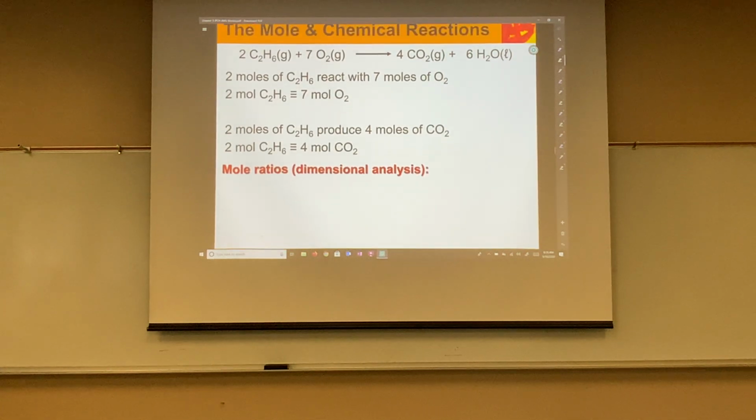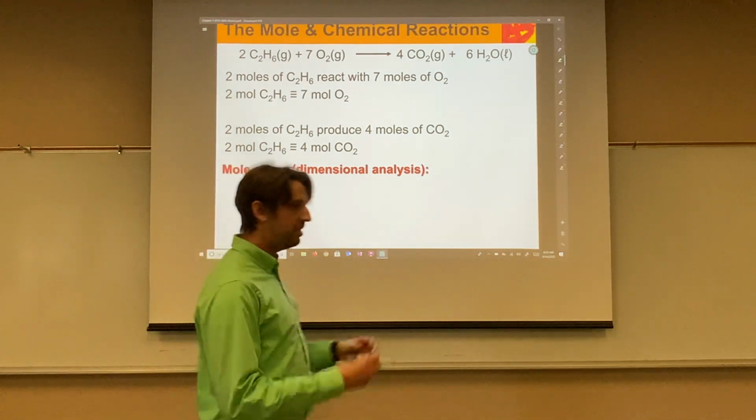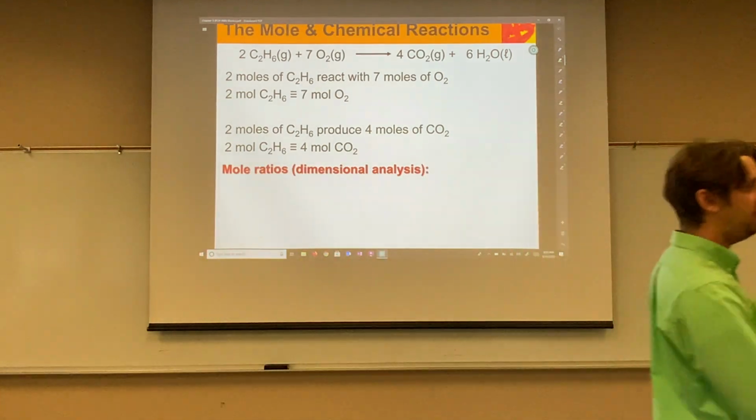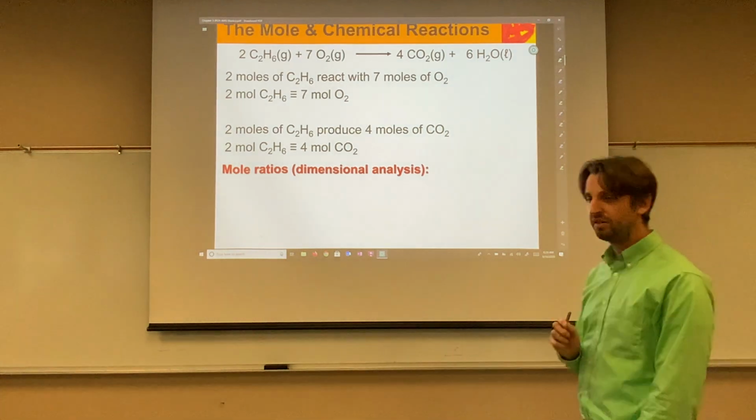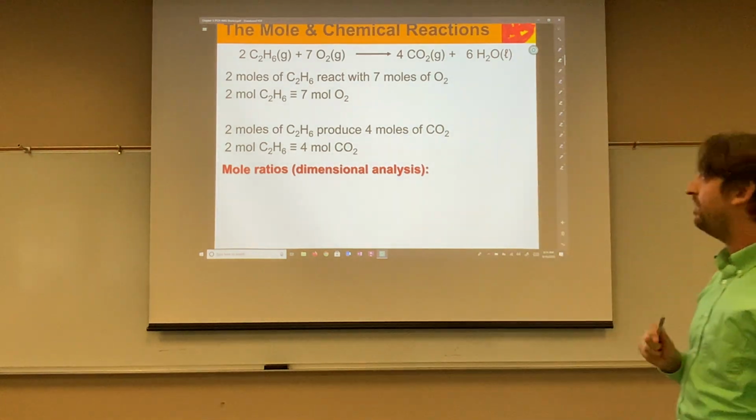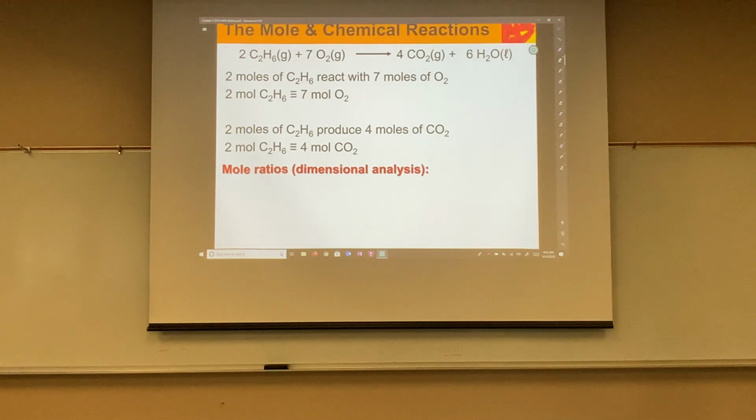The point is this: once we have a balanced equation like we do here, this tells us the ratio of how these things are going to be mixed together. This is telling me that I need 2 moles of that C2H6, 7 moles of that oxygen. I make 4 moles of carbon dioxide and 6 moles of water. That is what happens with this, okay?